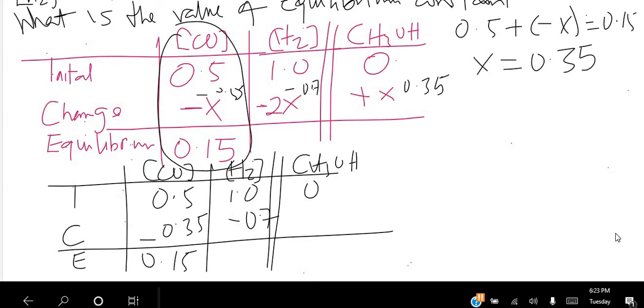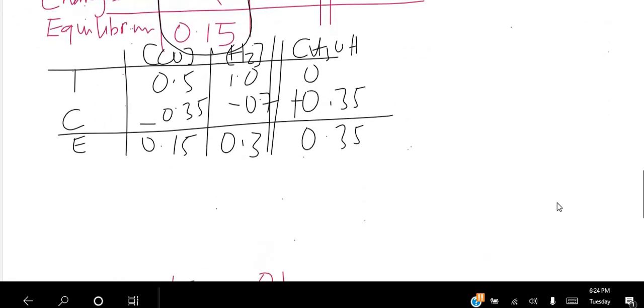When we subtract 1 from 0.1 plus negative 0.7, it's going to give us 0.3. And this is going to be positive 0.35 plus 0. When we add this together, it gives us 0.35. This becomes our equilibrium concentration. Now, we can find our equilibrium constant, K, for this.